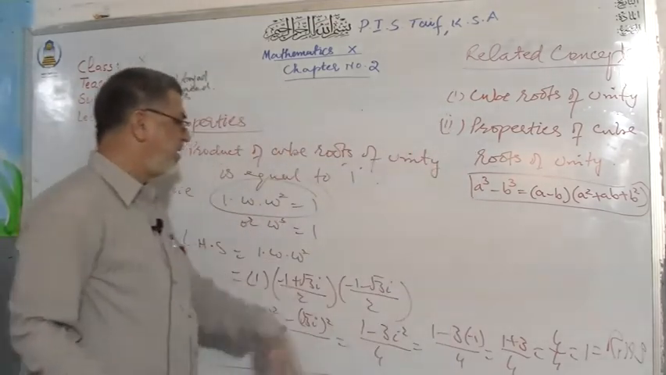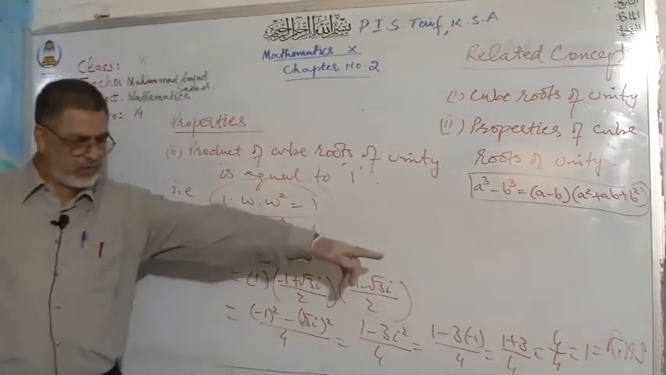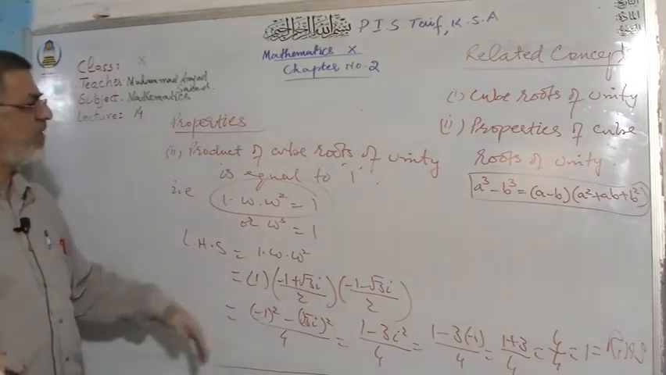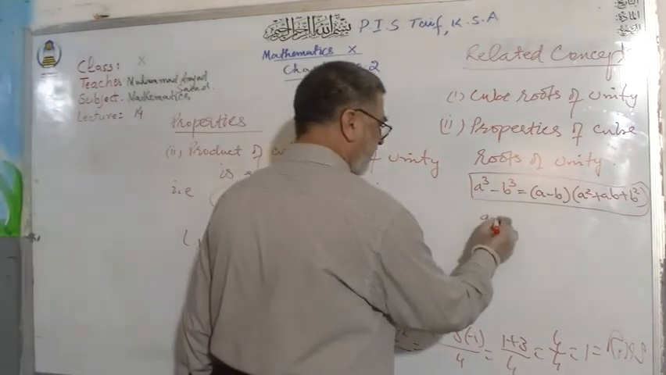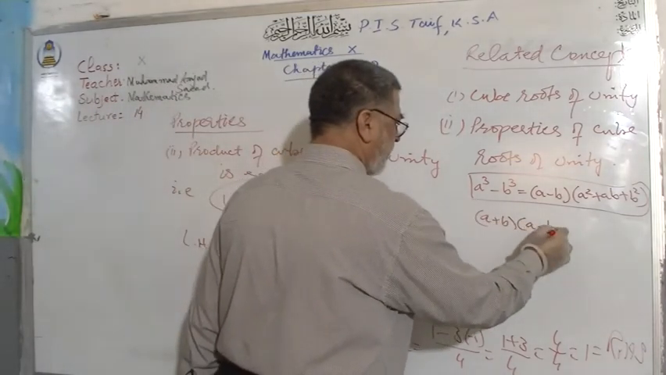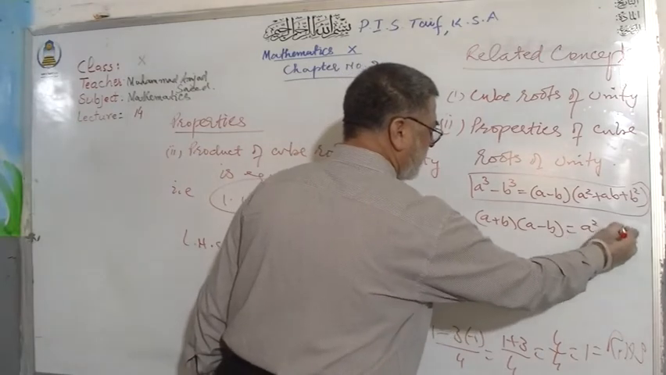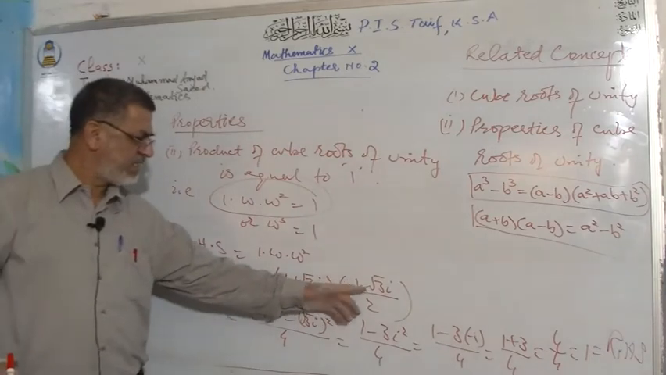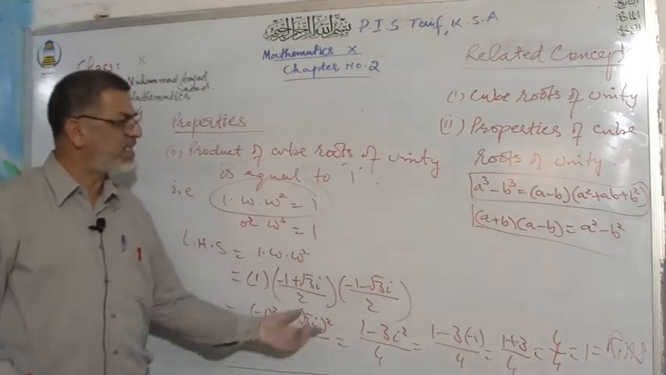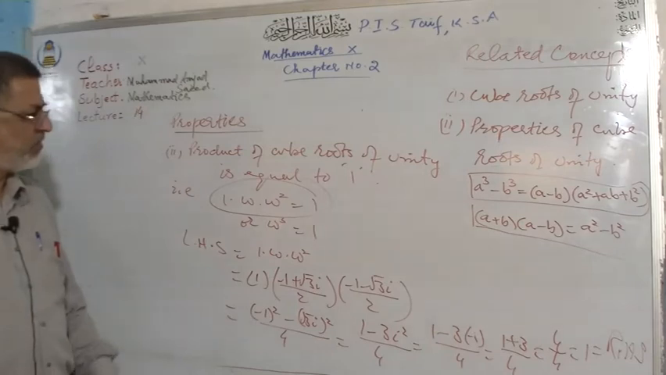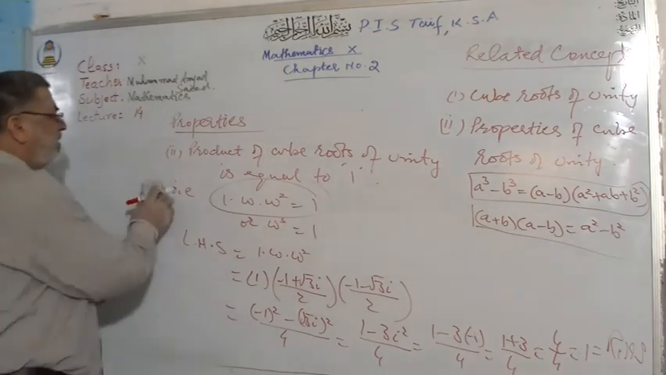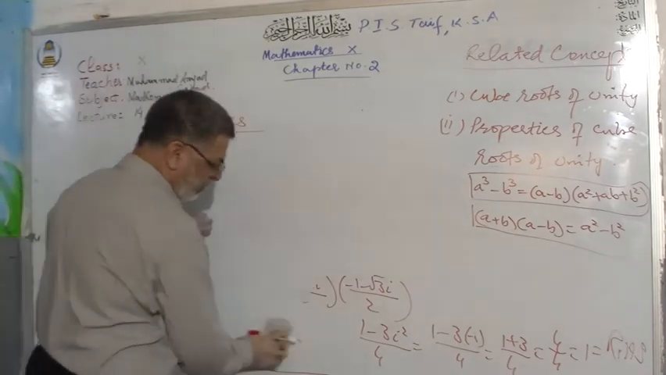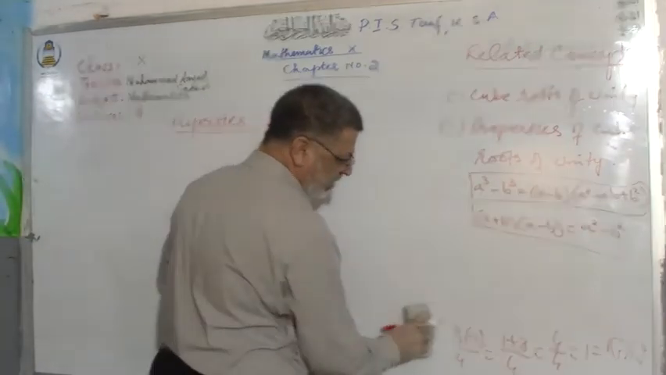Dear students, product of cube roots of unity is equal to 1. You got that. We put the values, simplify, apply the formula. What was the formula? (A plus B)(A minus B) is A square minus B square. That was plus, that was minus. So we have the same term with different sign. So we'll apply that formula. After that, the third property is sum of cube roots of unity is equal to 0.